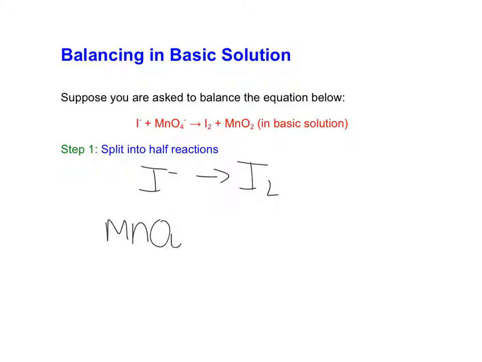And in case you haven't noticed, I've always dropped states because, A, it takes up more room, and I can assume that all of these are their natural state. So this, of course, would be aqueous. This is going to be a solid. This is a solid as well. Okay, we're going to assume that. You can add your states back in at the end, but we'll drop them throughout.